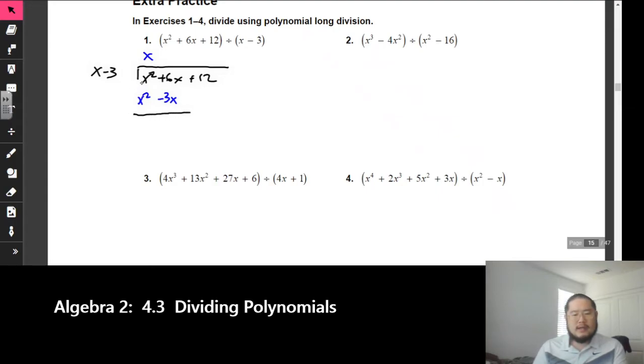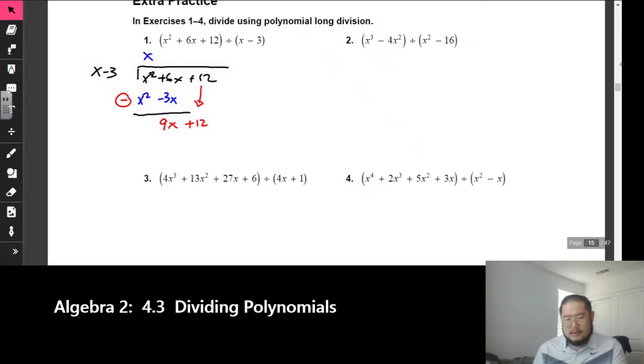So remember, what I said happens here is this. In normal division, we end up subtracting, right? So that's why I said we're going to subtract the terms. So x squared minus x squared is 0. We got 6x minus negative 3x. So hopefully we get that right there, and that's 9x plus 12. We'll bring the 12 down.